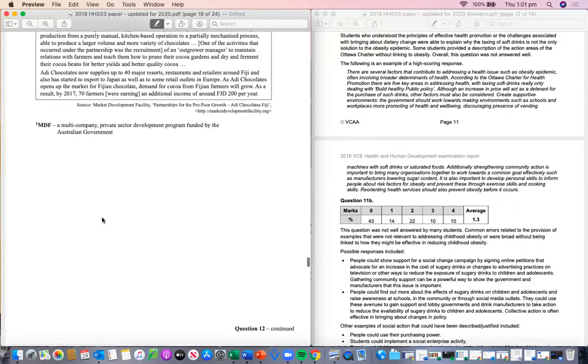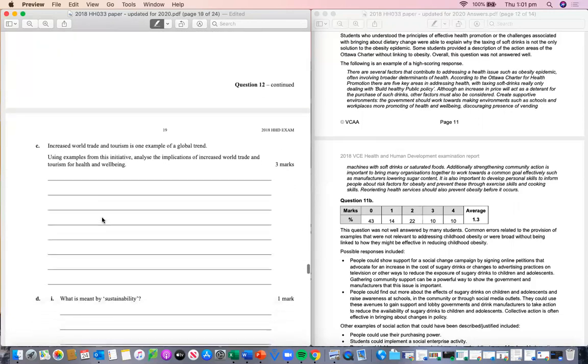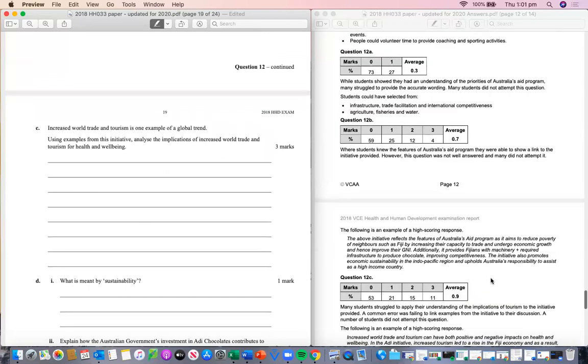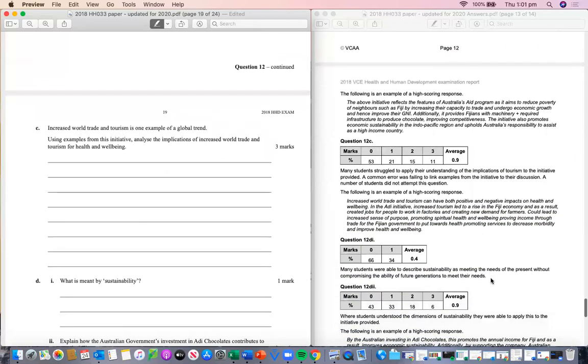Moving on, question 12, and we'll go to question 12C. Okay, increased world trade and tourism is an example of a global trend. Using examples, analyze the implications of increased world trade and tourism for health. Analyze the implications, world trade and tourism for health and well-being.